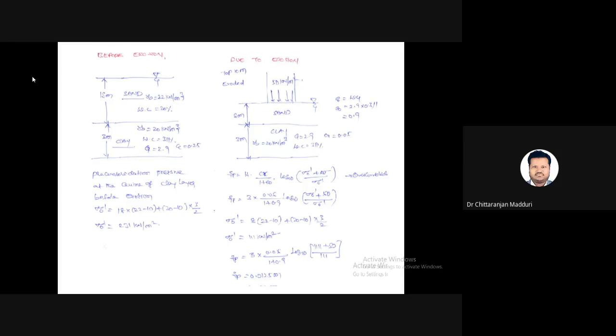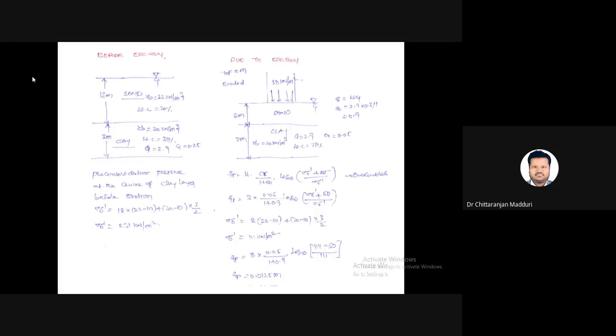So sigma naught dash, the effective stress, is equal to gamma dash into Z. Gamma dash equals 22 minus 10 into the thickness of the sand layer, 8 meters, plus we need to consider half of the clay layer. The thickness is 3 meters, so half is 3 by 2, 1.5 meters into gamma dash, 20 minus 10. So sigma naught dash equals 111 kN per meter square. Then 111 plus the increment of stress 15, divided by 111. After substituting all these values in this equation, primary settlement equals 0.0125 meters. After converting it into millimeters, primary settlement equals 12.5 millimeters.